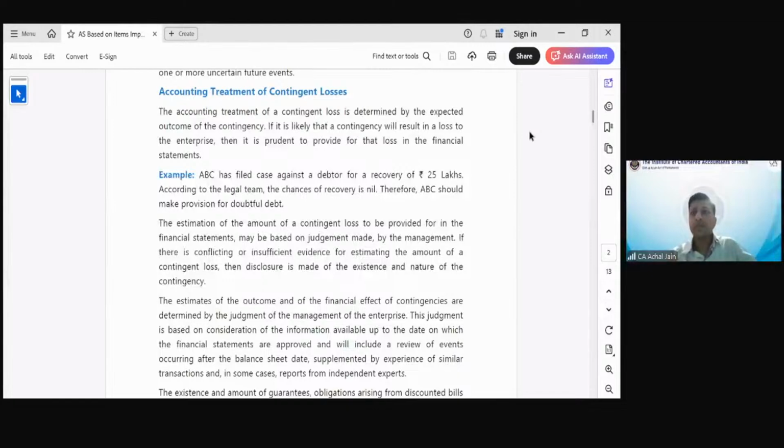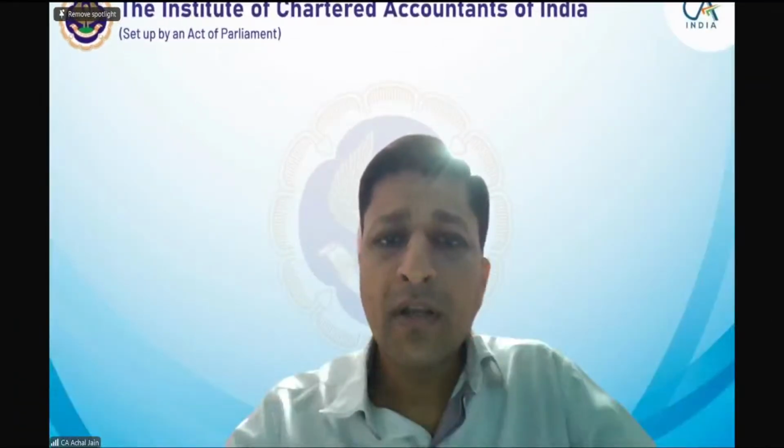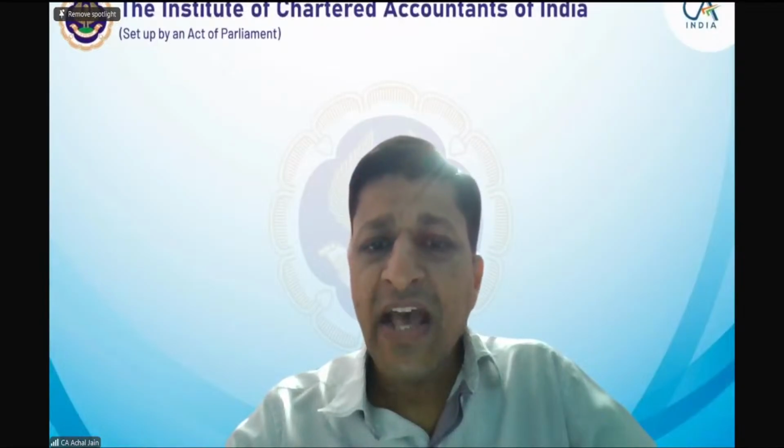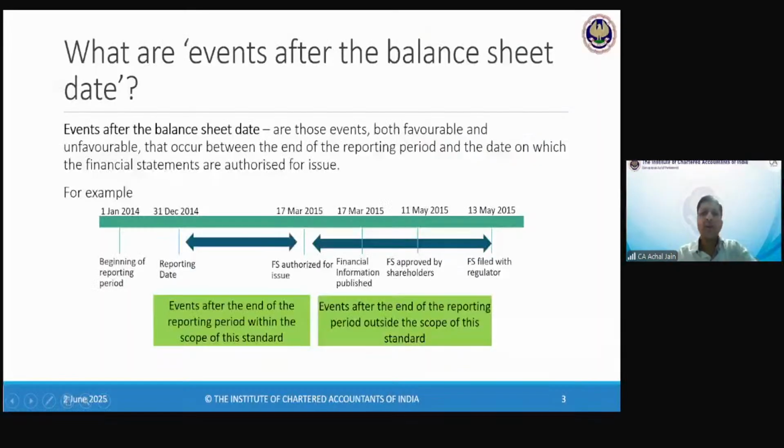Now moving on to the next area, and that is about events occurring after the balance sheet date. This part is important because this entire standard is all about the events which are occurring after the balance sheet date. Okay, so let's try to understand what is this event which is occurring after the balance sheet date.